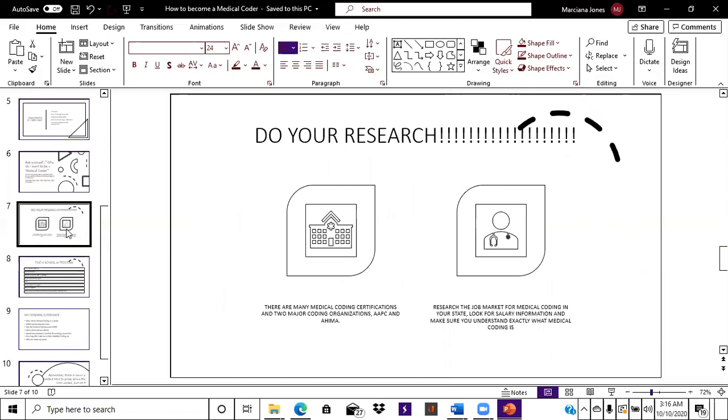So do your research. As you can see here, where I have the cursor, there are many medical coding certifications and 2 major coding organizations, which are the AAPC and AHIMA. Doing your research also consists of researching the job market for medical coding in your state. Look for salary information and make sure you understand exactly what medical coding is.